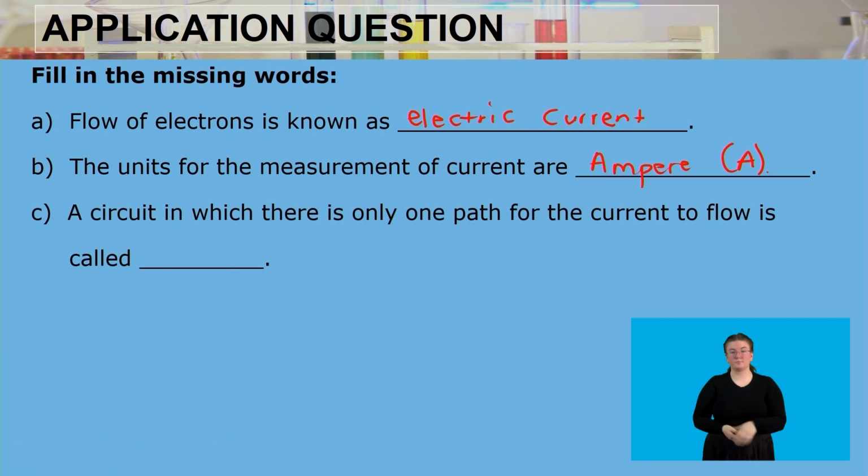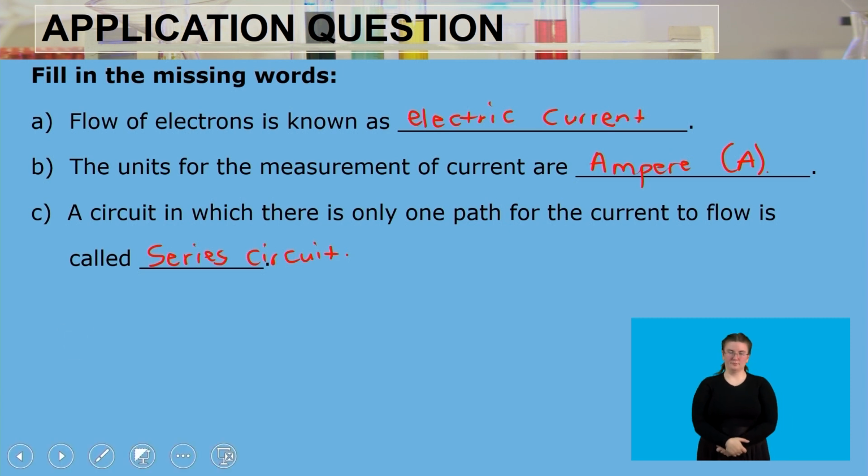A circuit in which there is only one path for the electrons to flow is called. So when electrons, or when an electric charge only has one path to follow, then that particular circuit is going to be known as a series circuit. Why? Because the components are going to be connected one after the other, so that means the current doesn't have any other pathway to follow, only just that one. So a circuit in which there is only one path for the current to follow is called a series circuit. So that's our series circuit.